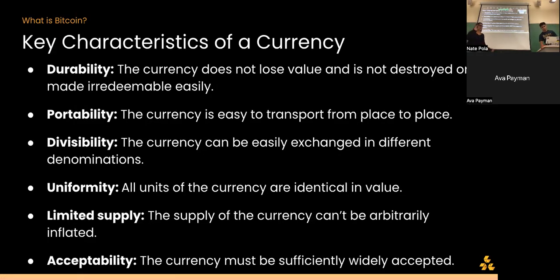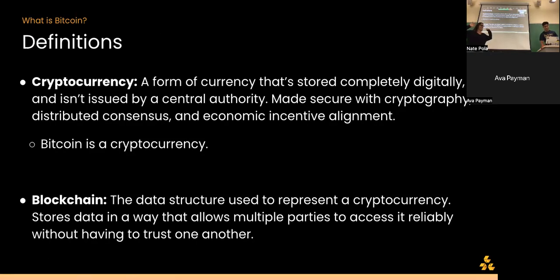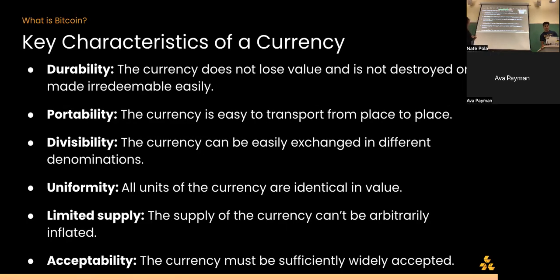Just to go back to the previous slide, does that make sense at a basic level? Okay, cool. So if we're going to say that Bitcoin is a cryptocurrency, we should be able to back that up and talk about the currency part of cryptocurrency. So what are the key characteristics of a currency? It should be durable, so the currency does not lose value and is not something made irredeemable.